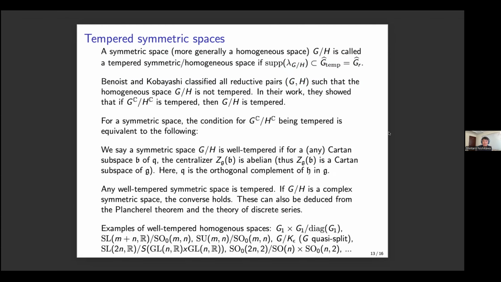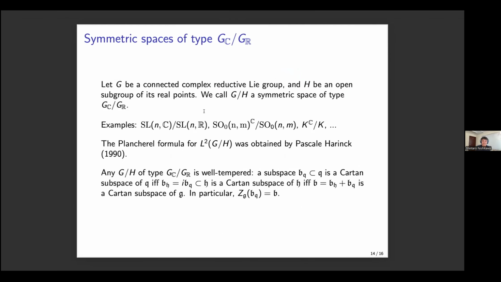But I will further restrict our attention to when G is complex. And among them, there's a nice class called G_C mod G_R. So that's the symmetric space I want to talk about in the rest of the talk. Let G be a connected complex reductive group and take any open subgroup of its real points. So for example, SL_n(C) mod SL_n(R), or if you take any real group, if you have realized it as real matrices, you can always complexify. That's going to be a complex Lie group, and then you can take a quotient.